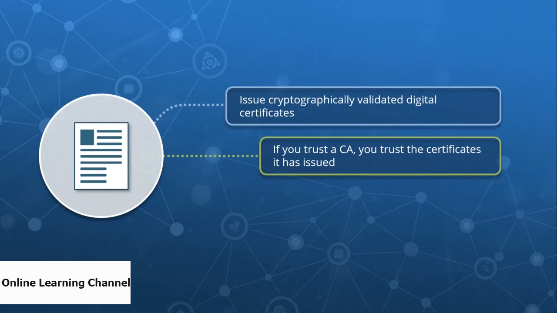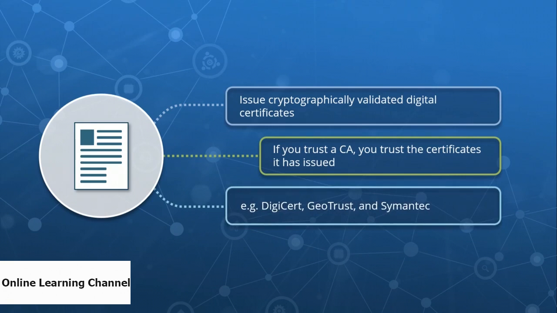Some well-known CAs include DigiCert, GeoTrust, and Symantec, and these are typically added as trusted certificate authorities by most web browsers. Many websites will have certificates which have been issued by these authorities, and when your browser connects to those websites, it will know that the site can be trusted because its certificate was issued by one of these CAs.